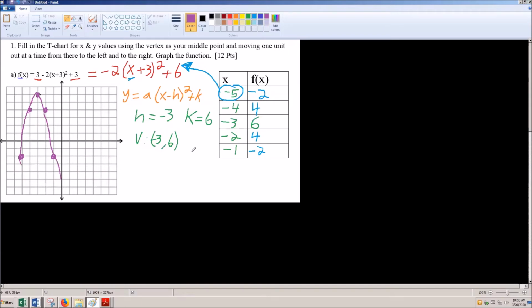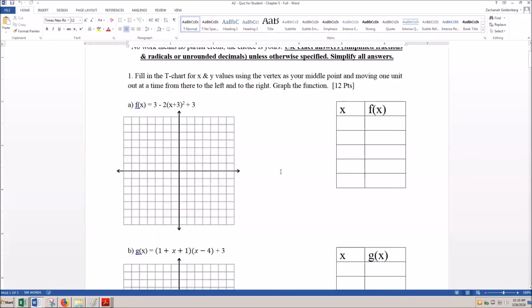Any questions on 1A? Perfect. Let's take a peek at 1B.